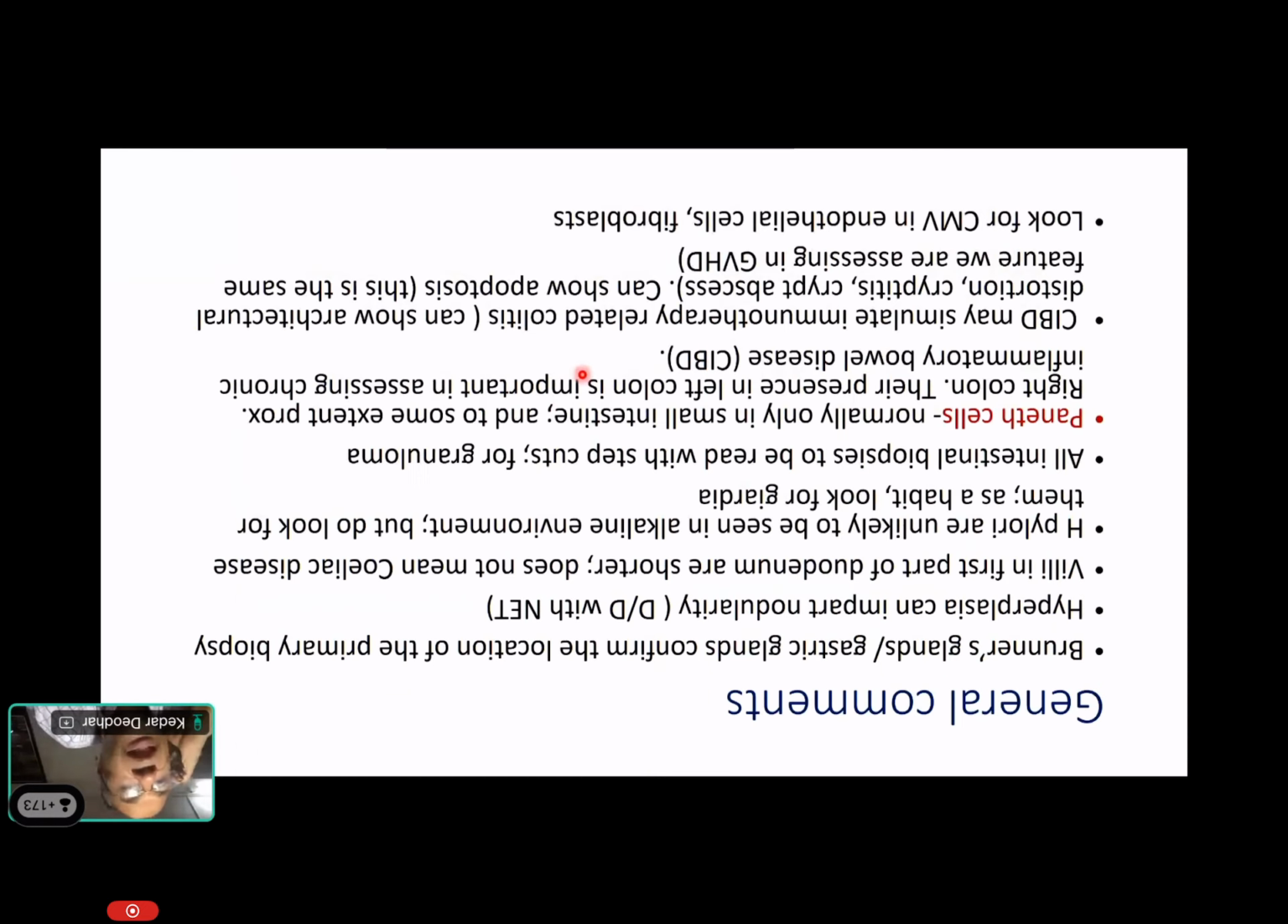So regarding general comments, Brunner's glands or gastric glands are useful in confirming the location of the primary site of the biopsy. Even if the endoscopist does not tell you, we know this is the location, either duodenum or the stomach. The villi in the first part of the duodenum are shorter, so we usually look for evidence of celiac disease when villus blunting is seen in reading the slides.